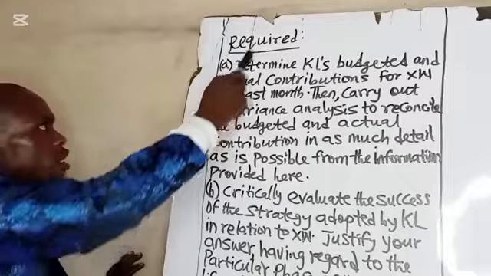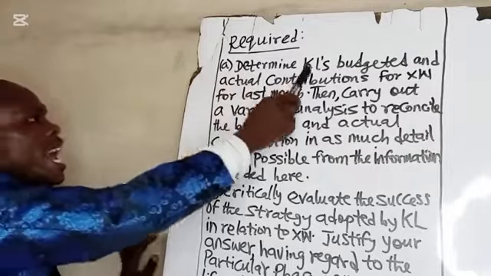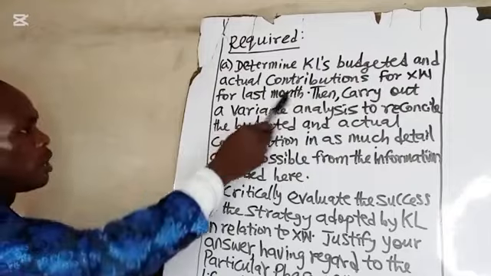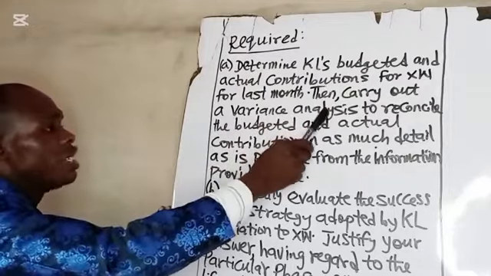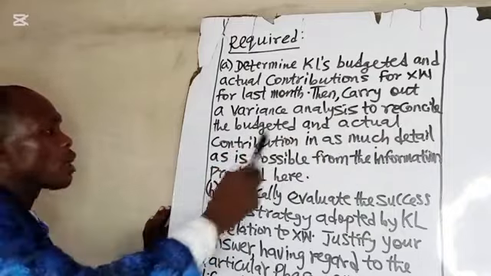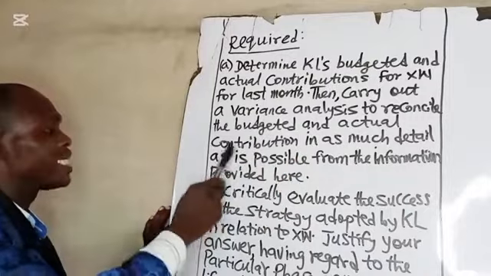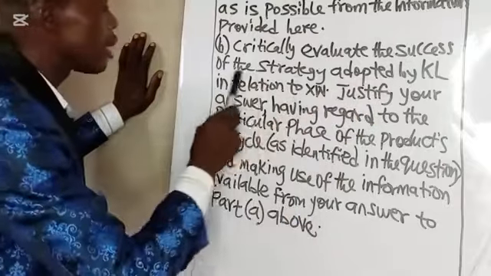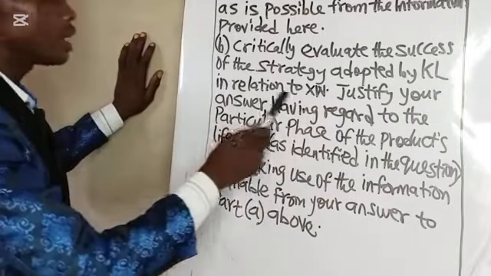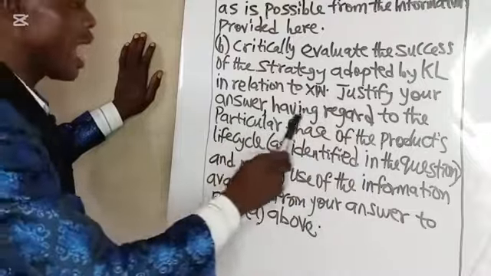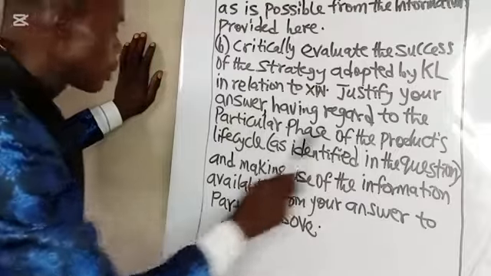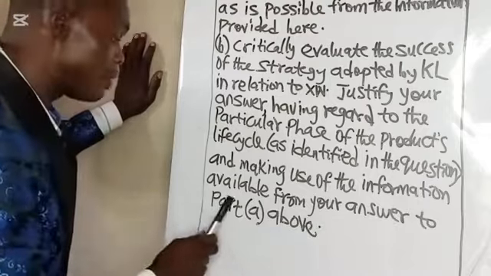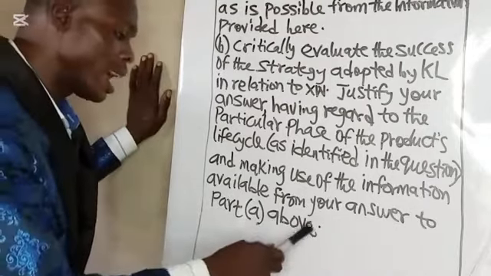Required: A, determine KL's budgeted and actual contributions for XW for last month. Then carry out a variance analysis to reconcile the budgeted and actual contribution in as much detail as is possible from the information provided here. B, critically evaluate the sources of the strategy adopted by KL in relation to XW. Justify your answer having regard to the particular phase of the product's life cycle as identified in the question, and making use of the information available from your answers to part A above.